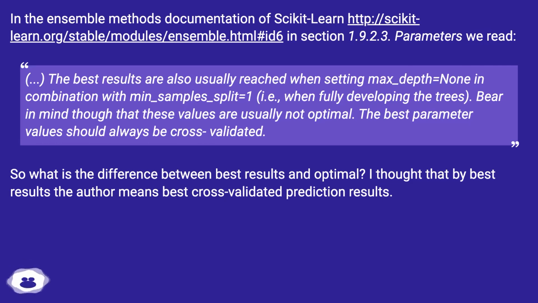So what is the difference between best results and optimal? I thought that by best results the author means best cross-validated prediction results.